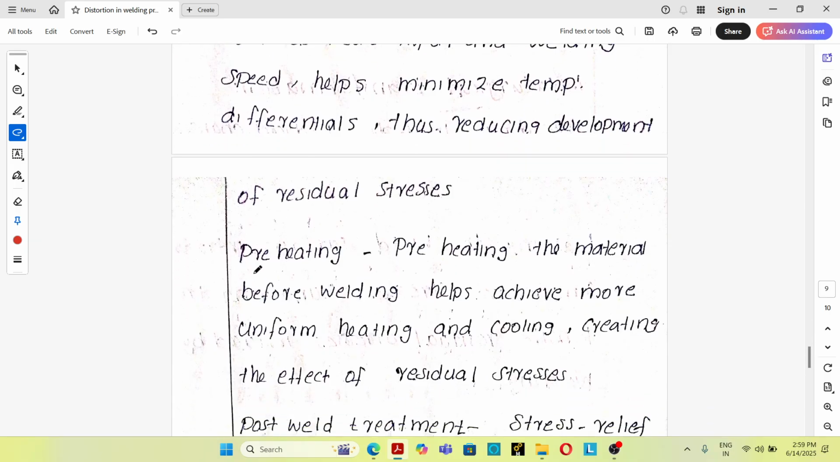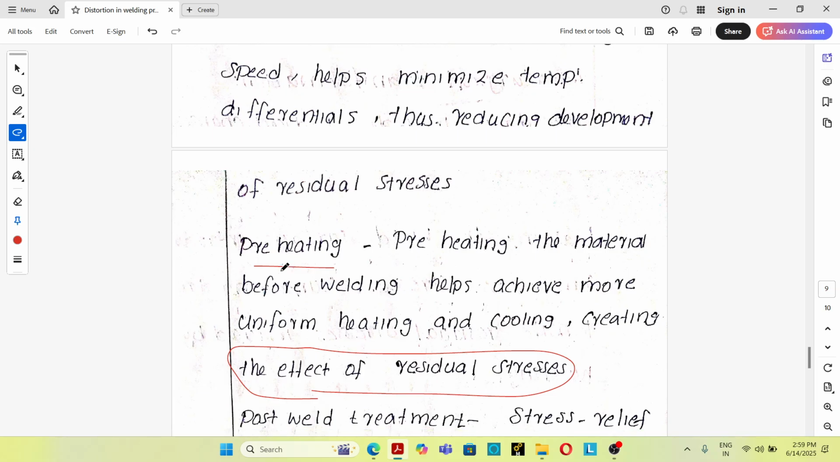Second one, preheating. Preheating the material before welding help achieve more uniform heating and cooling, reducing the effect of residual stress. So if the materials are preheated before welding, the residual stress is lower.